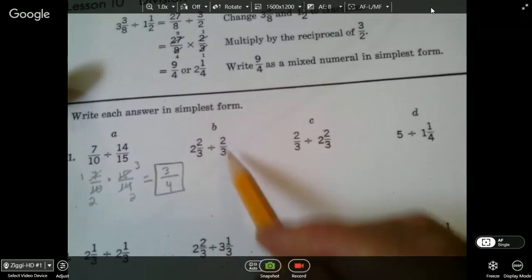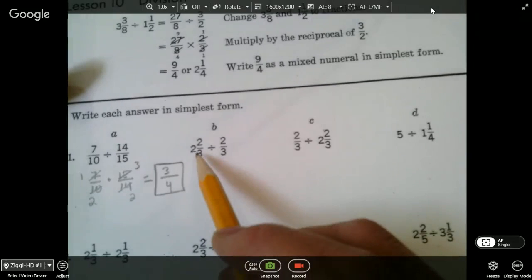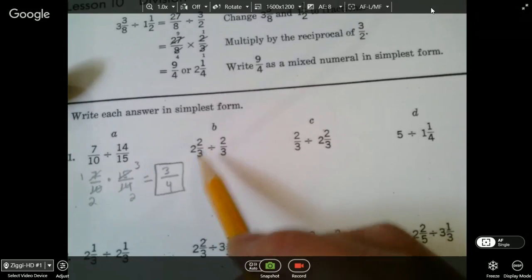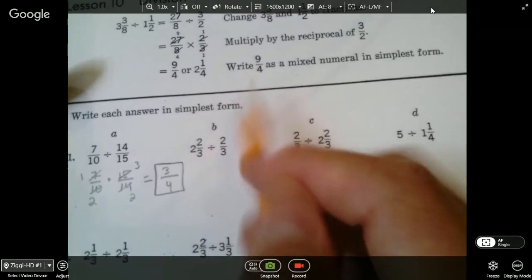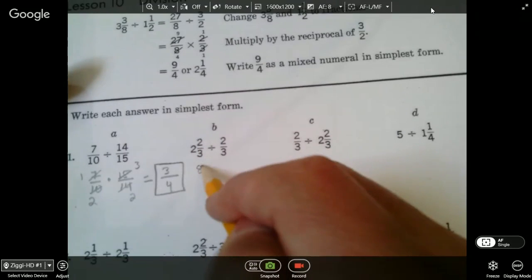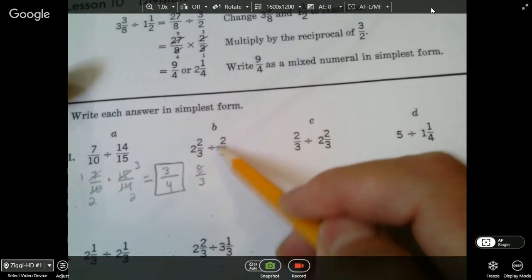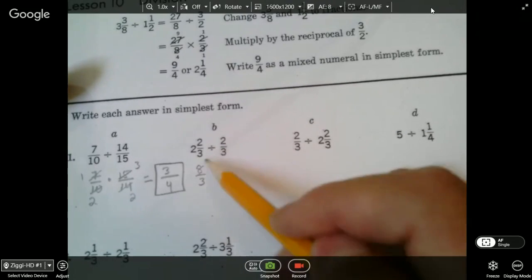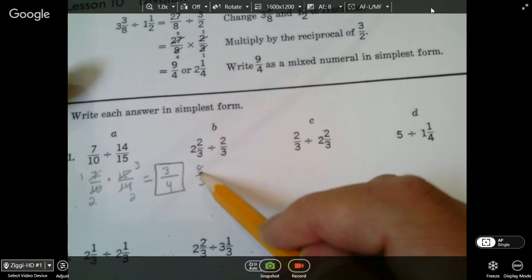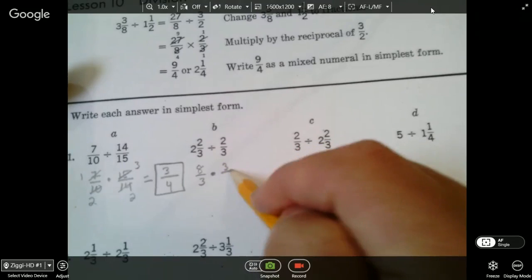In B, there's a mixed number. Let's change the mixed number. Remember, we're not finding the reciprocal of the front number, but it's mixed, so we're going to change it to an improper fraction. 3 times 2 is 6. 6 plus 2 is 8. So this is 8/3. Now let's find the reciprocal of the second one. Remember, we're not finding the reciprocal of the front one. So we're going to change it to a multiplication. This will be 3 over 2.